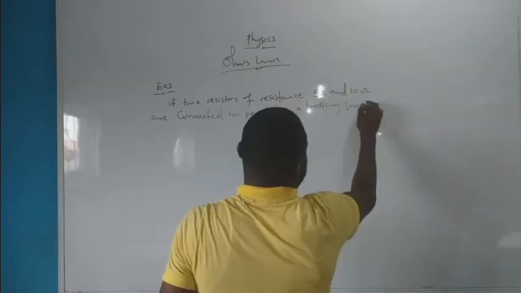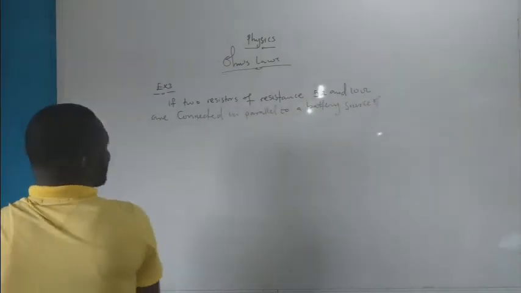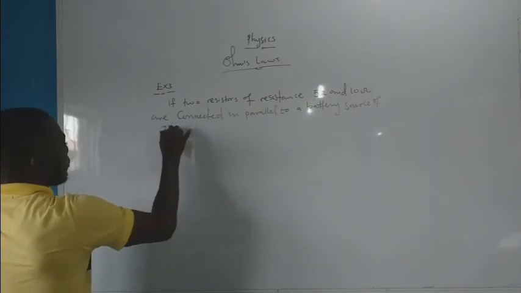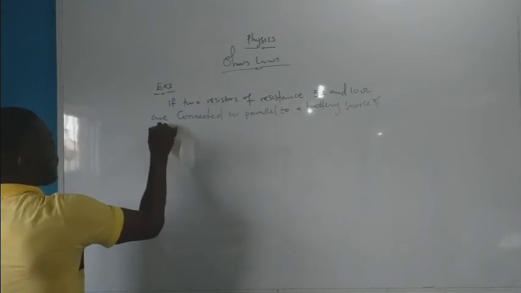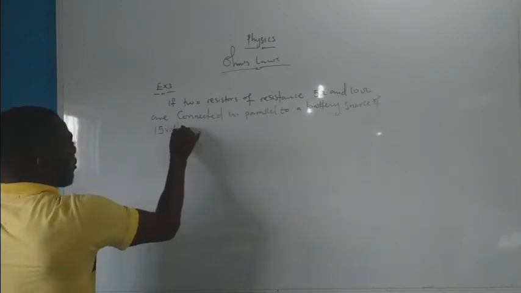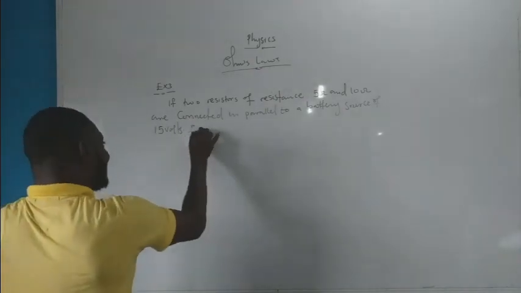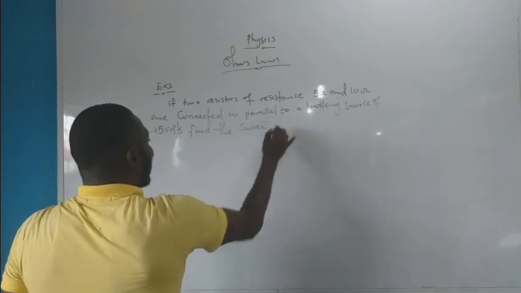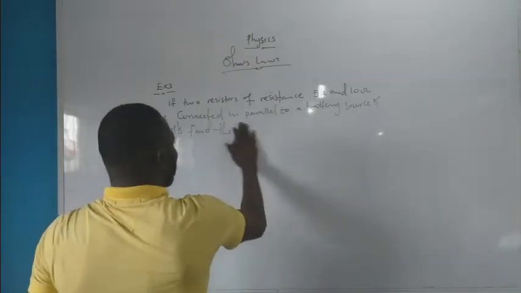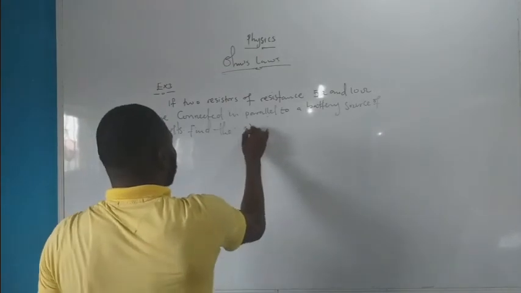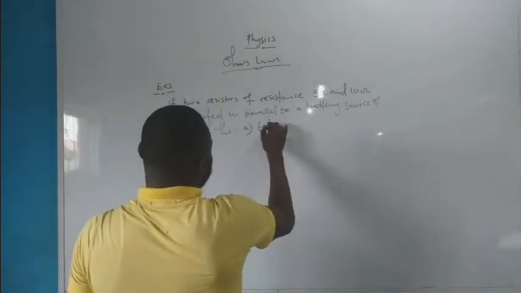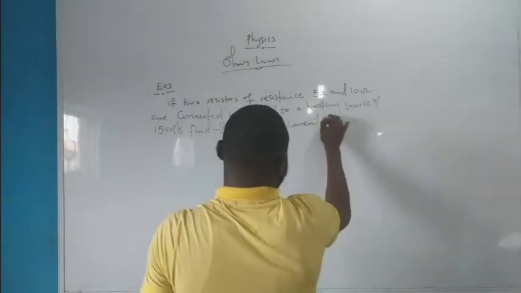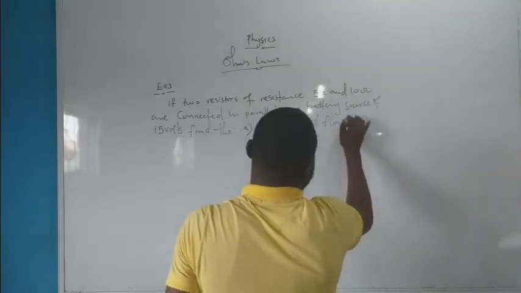Example 3. Find A, the total current in the circuit. Find the total current flowing in the circuit.